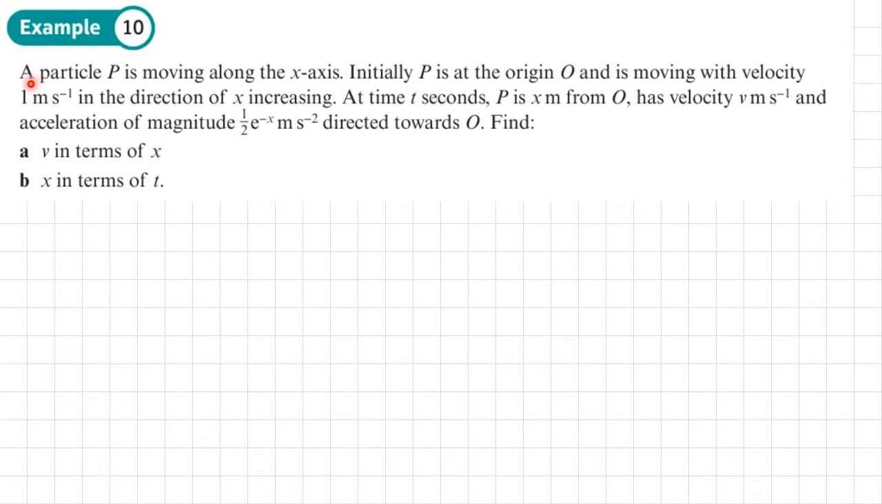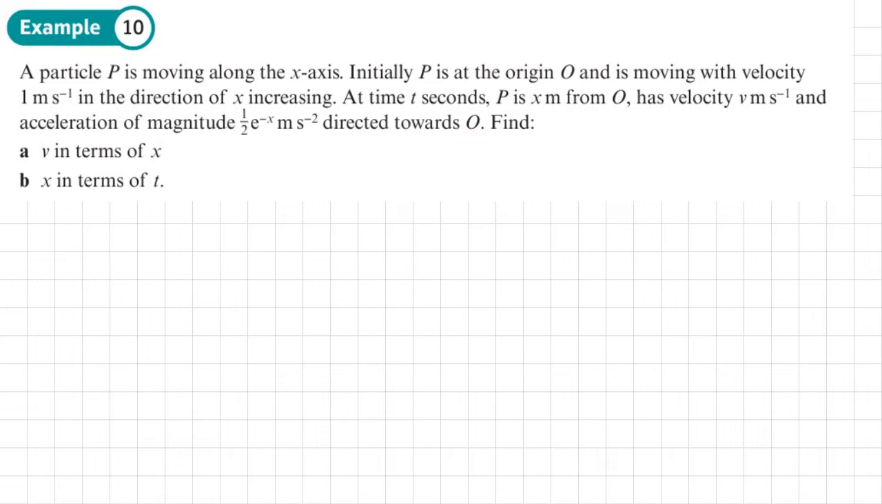Example 10. A particle P is moving along the x-axis. Initially P is at the origin O and is moving with velocity 1 meter per second in the direction of x increasing. At time t seconds, P is x meters from O, has velocity v meters per second, and acceleration of magnitude half e to the minus x meters per second squared, directed towards the origin.